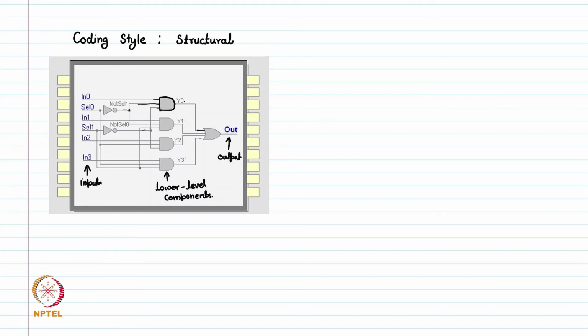Such as NAND gate, NOR gate, OR gate, whatever is available to us from the other team, or we have already designed these NAND, NOR gates in our library. Now we are making a complete system and we know the structure. So this is called the structural level coding style.